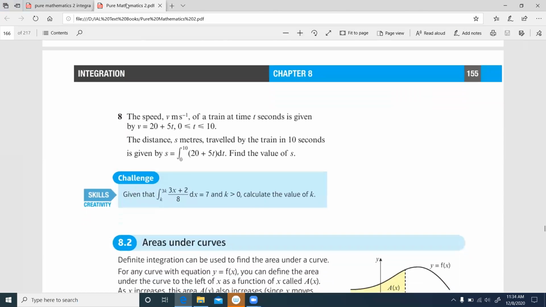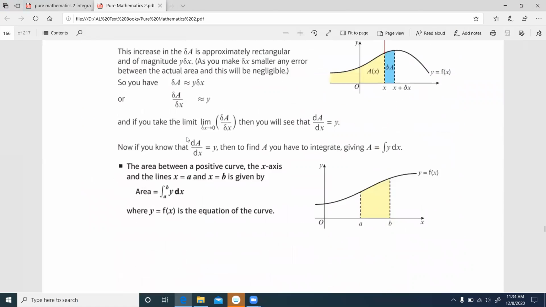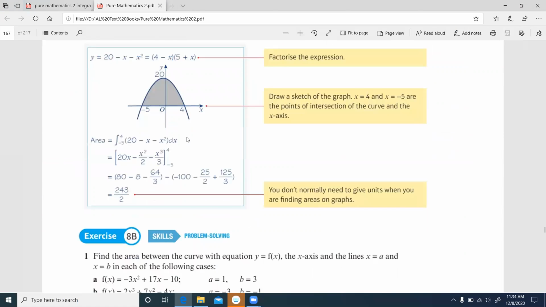If you come to question number 8, we will quickly finish it off. The speed v of a train is given for the range 0 to 10, v equals 20 plus 2t. The distance s traveled in 10 seconds is given by the integral from 0 to 10 of 20 plus 2t. That's not a hard question, so you can just do the integration and obtain the distance traveled. Later on, we will use this fact to understand more about this integration. So this question we did.